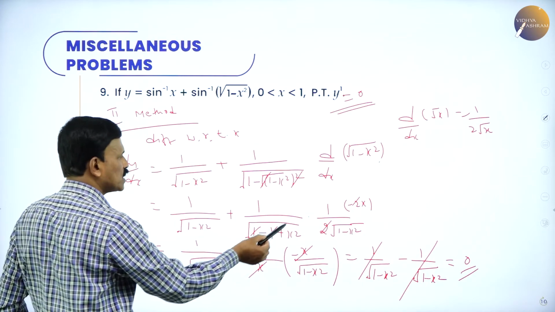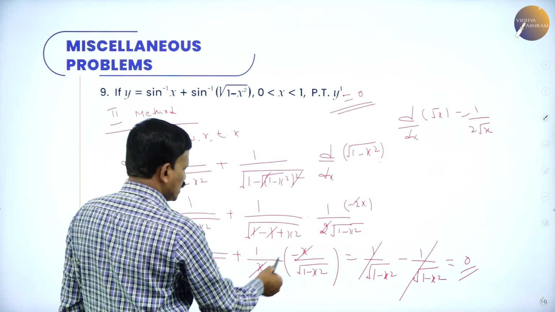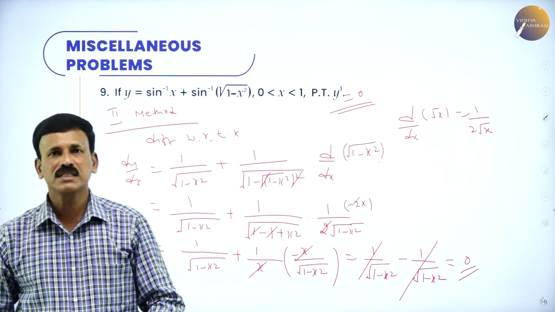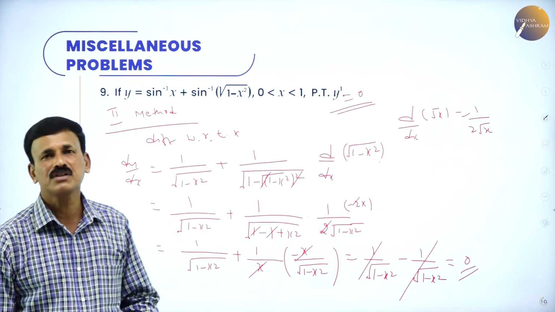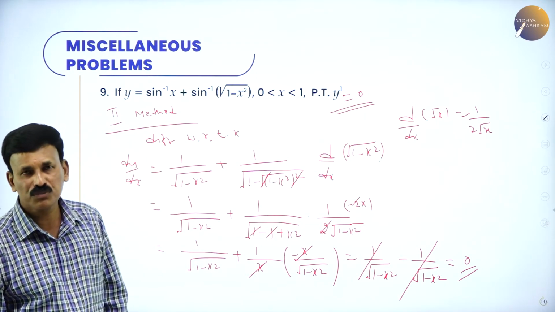minus 2x. 2 gets cancelled. Here 1 gets cancelled. Root of x square is x. X and x gets cancelled. 1 by root of 1 minus x square plus and minus gets cancelled. That's equal to 0, which is the required answer. Any method you can use to solve this problem. Okay. Hope you followed both the methods.